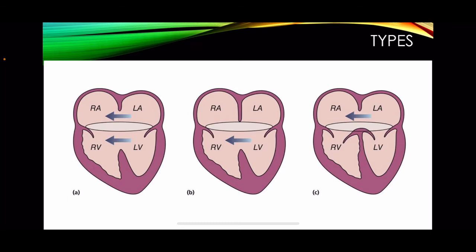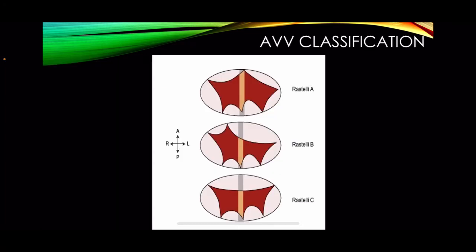The transitional form is something like the complete AV canal, but the communication between the two ventricles is restricted by some tissue, some chordae from the common AV valve that managed to make some restriction of the flow from the left ventricle to the right ventricle. So it is not a big non-restrictive defect as in the patient with the complete AV canal. So these are the types.